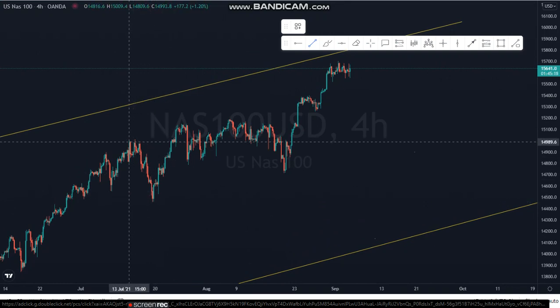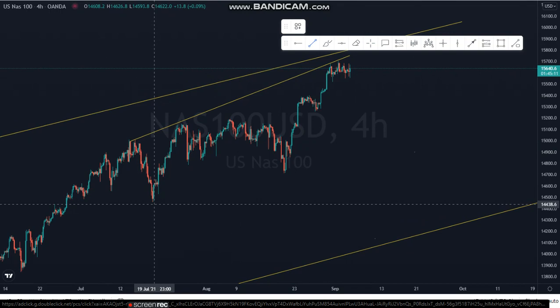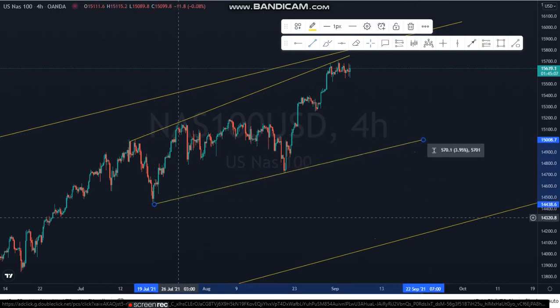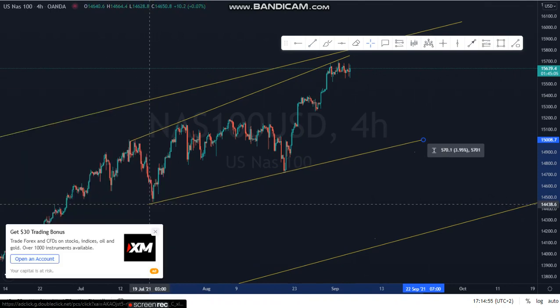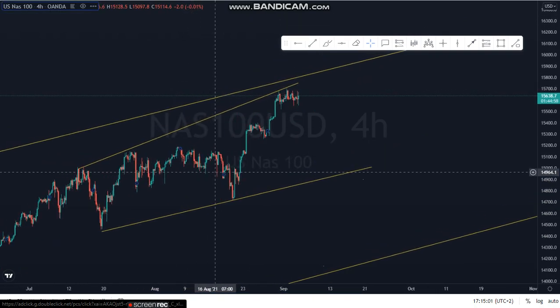Okay, so now we are going to have something like this, guys. This is called the structure within structure or pattern within pattern. It will depend on how you want to call it. So we have something like this in the 4 hour time frame. It is well structured as we can also see.